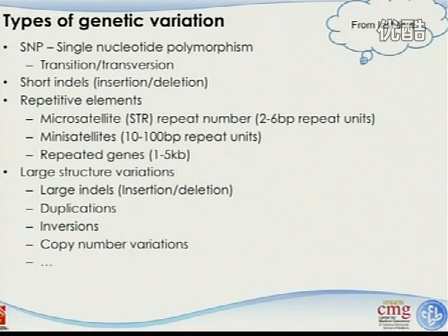The last type of genetic variation we discussed a little bit is called large structural variations, including large insertion deletions, duplications, inversions, copy number variations, and there are many different types as well. At the end of this lecture, we will have a couple of slides to talk about the methodologies used to identify these large structural variations. But most of our topic will still focus on SNPs, which are the most common genetic variants.